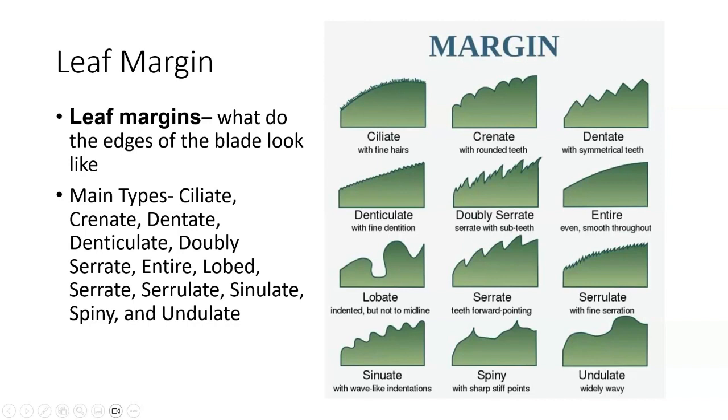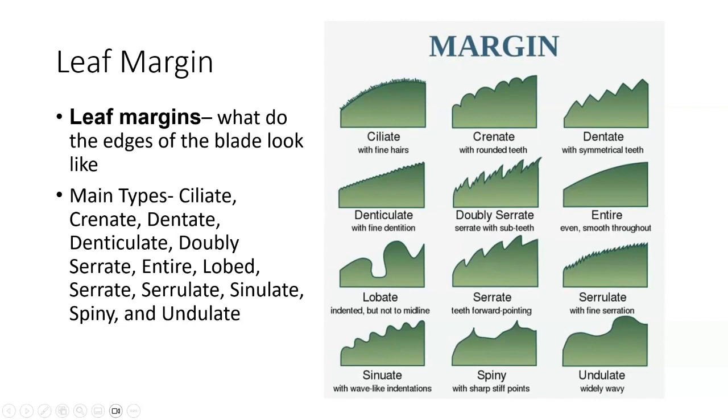Ciliate means that it's got fine hairs or it's hairy. Another term for plants, you may have them characterized as pubescence. So if it's hairy, you'll have ciliate or pubescence on there. Crenate means it has rounded teeth. For example, white oaks very commonly have a crenate margin.